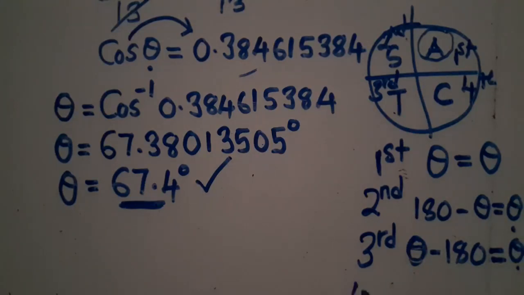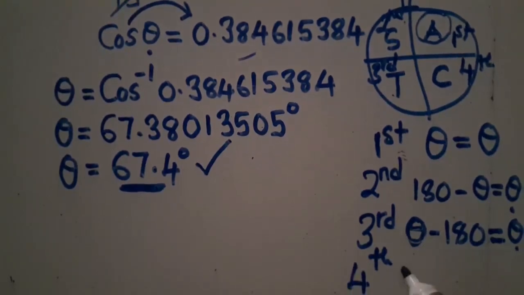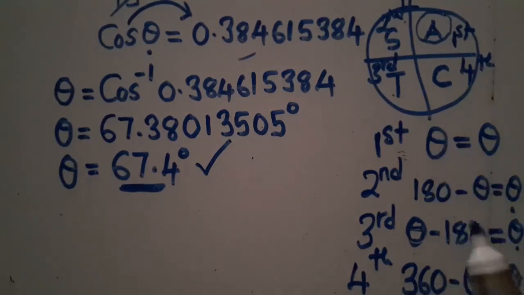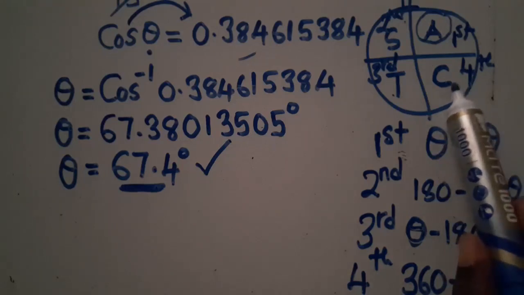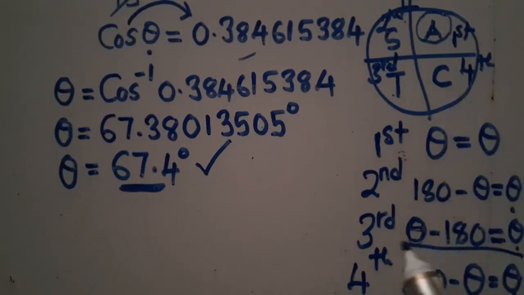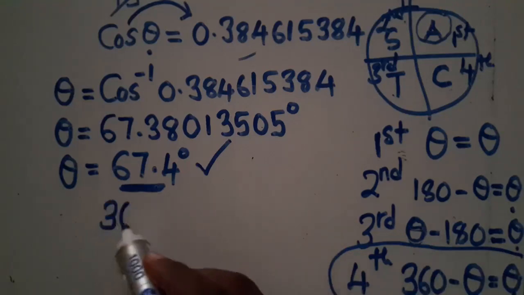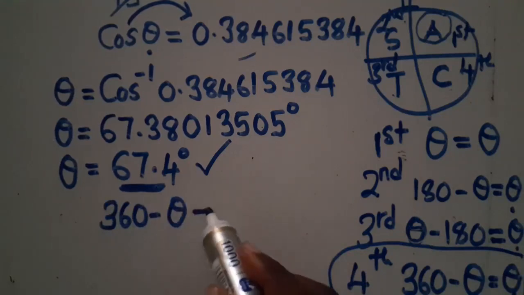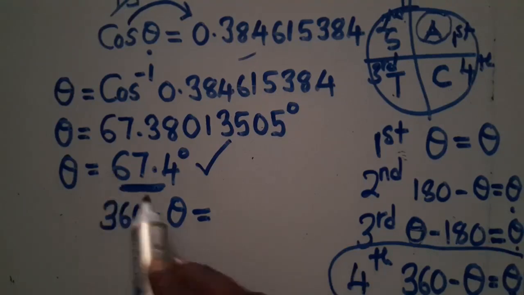So now we go to the fourth quadrant, which we are doing now. In the fourth quadrant, what are you supposed to do? You just say 360 minus theta, which is equal to theta. This theta is the angle equal to the angle that you found. Our concentration is the fourth quadrant. So I get 360 minus theta is equal to the angle, and this theta at the end is the first answer that you found.